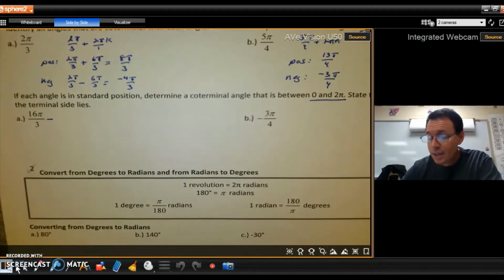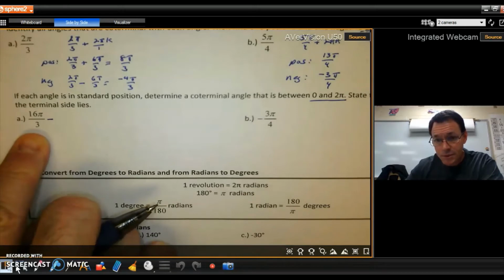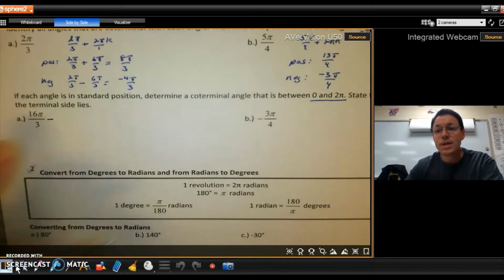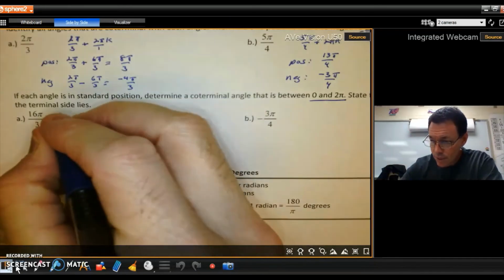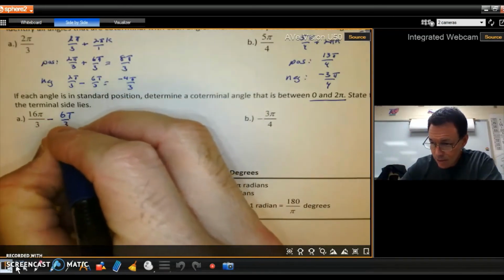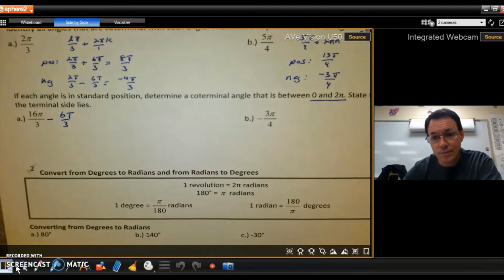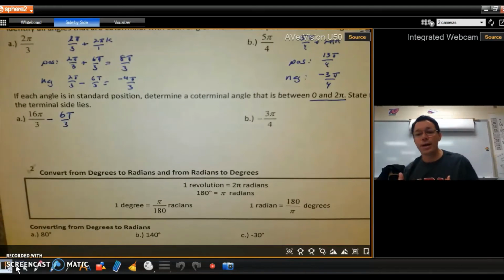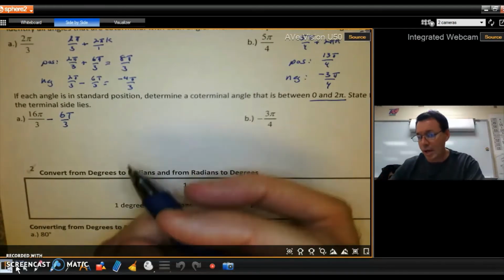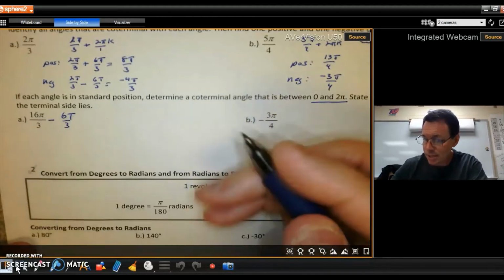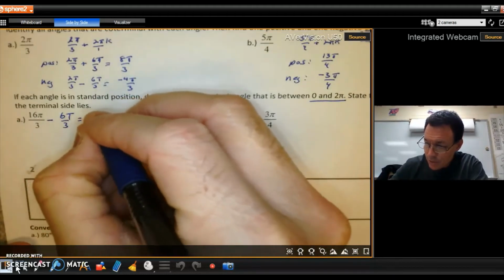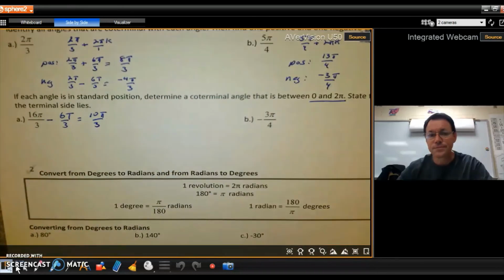So first we're going to subtract 2 pi, but I'm not going to write it as 2 pi. I need a common denominator. So what is that? Think. All right, 6 over 3, right? 6 thirds is equal to 2. So that's how we're thinking of 2 pi, so that we can subtract it with our common denominator. So 16 minus 6 is 10, so 10 pi over 3.